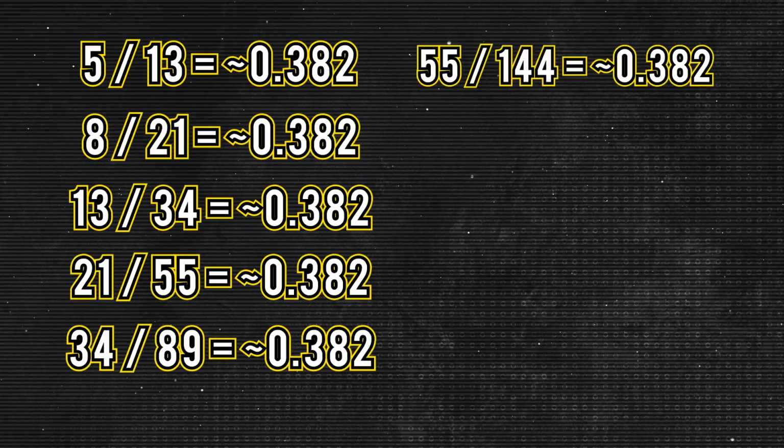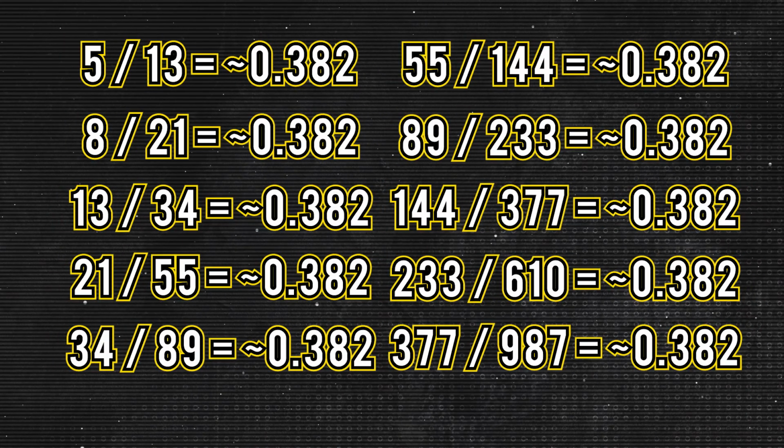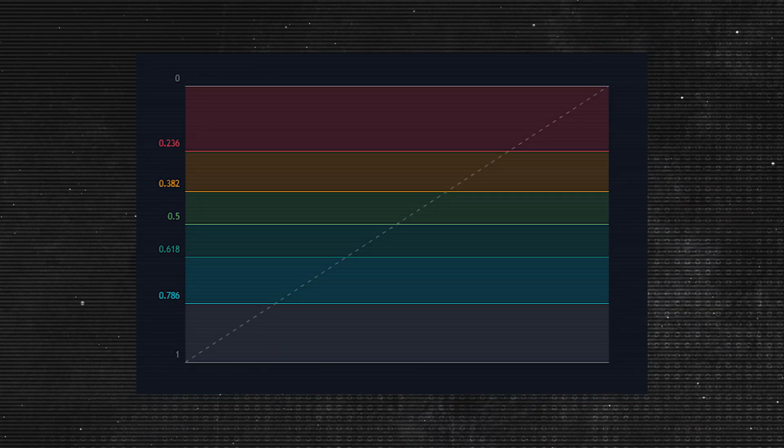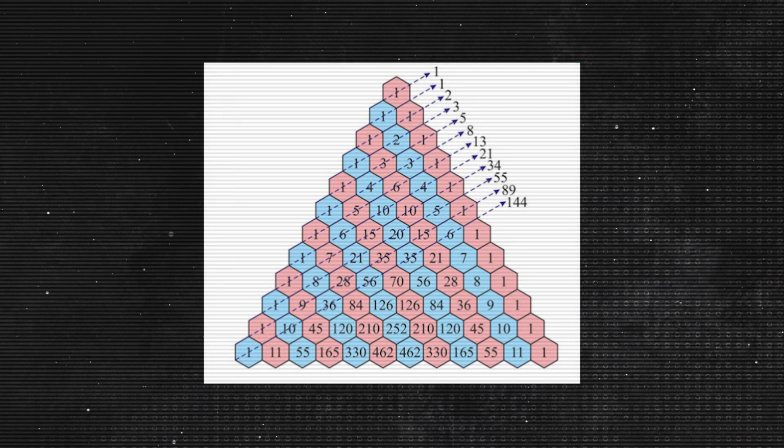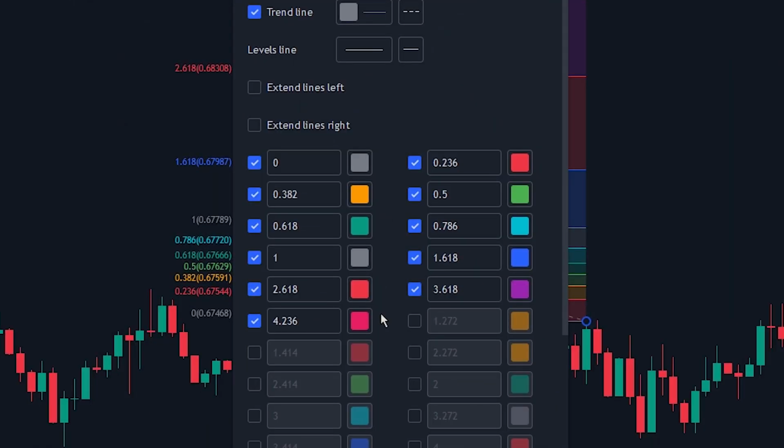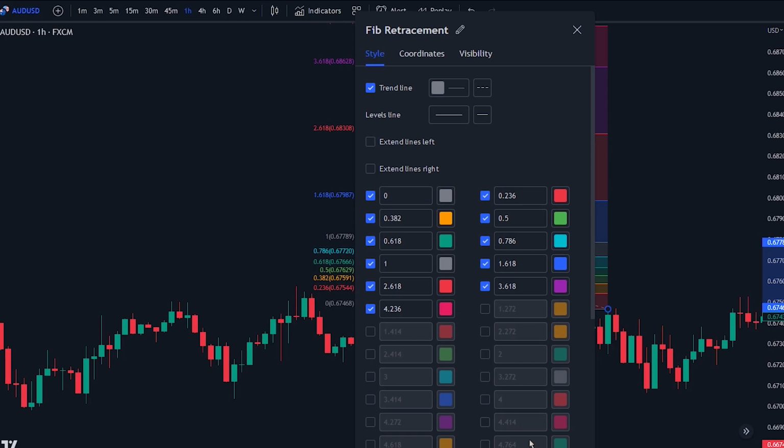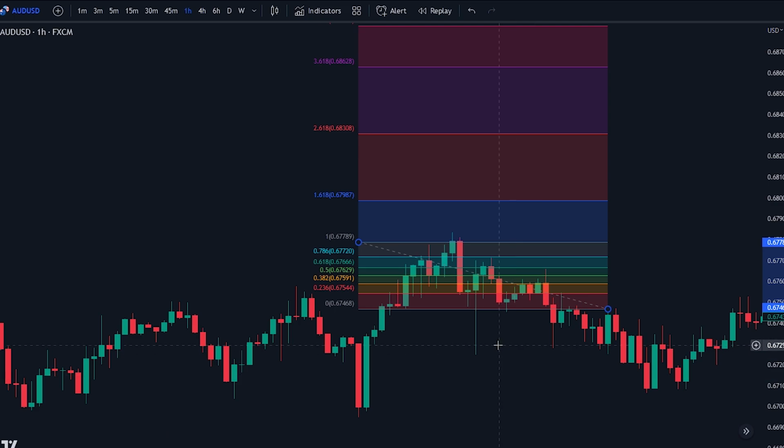However, if we divide the number by the second number to the right, this will result in 0.382. In fact, all of the numbers on the Fibonacci tool except for 0.5 are derived from a mathematical calculation involving the Fibonacci number string. Now that we know exactly what these values mean, let's take a look at how we will be using the tool.